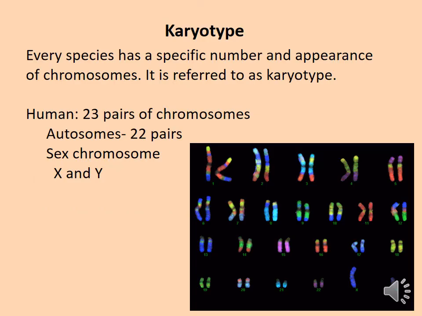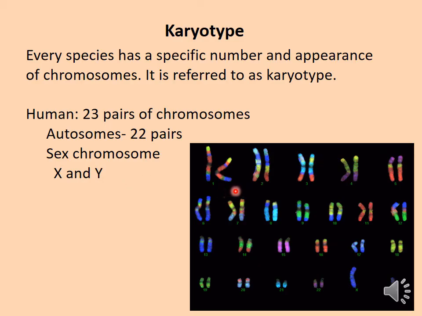Every species has a specific number and appearance of chromosomes. It is called the karyotype of that particular species. In the case of human, we have 23 pairs of chromosomes and out of them 22 pairs are autosomes and the remaining pair is the sex chromosomes.